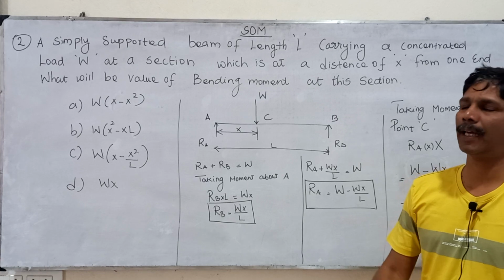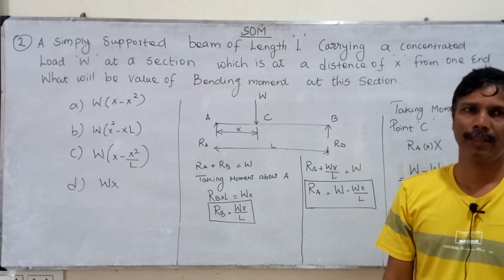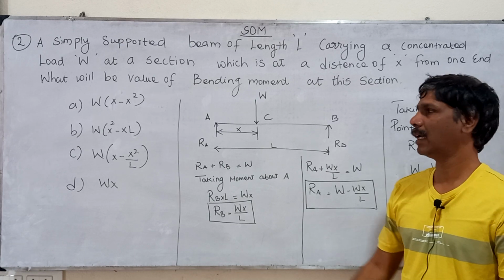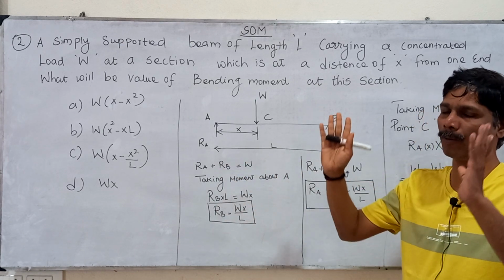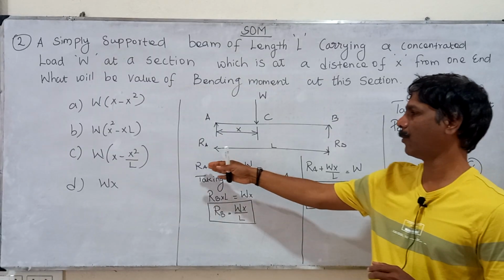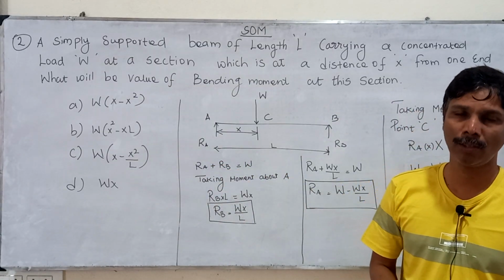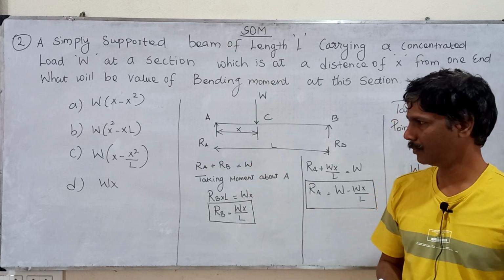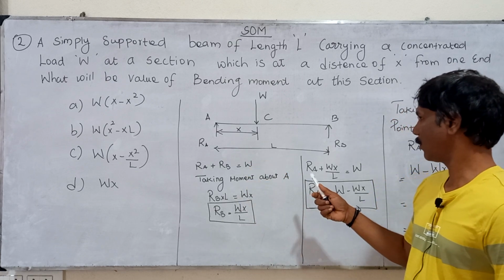First, we are having the equilibrium condition, Ra plus Rb equal to W, because Ra and Rb are acting upwards, and W is acting downwards. So summation gives the upward load equal to downward load. Take that as equation 1.